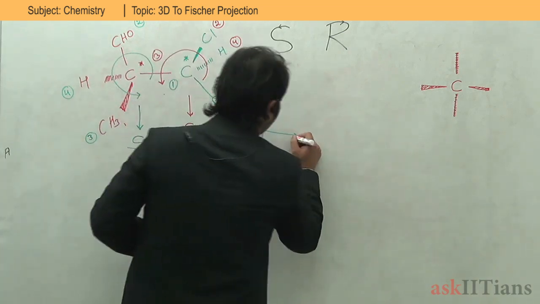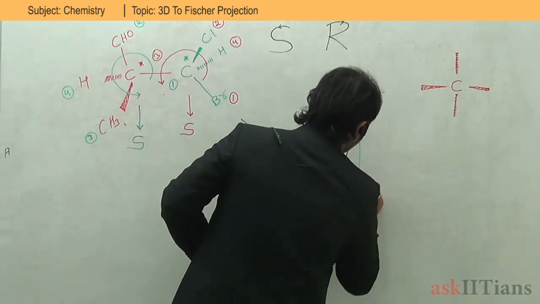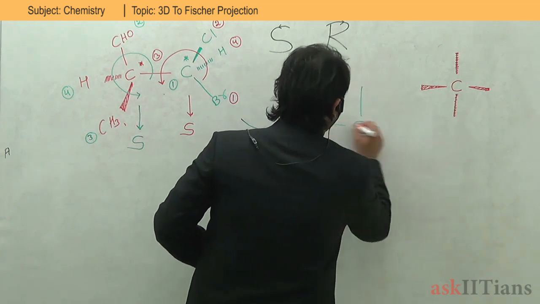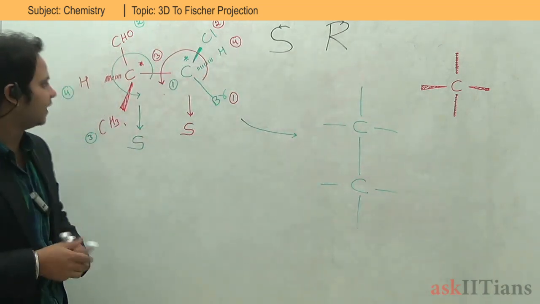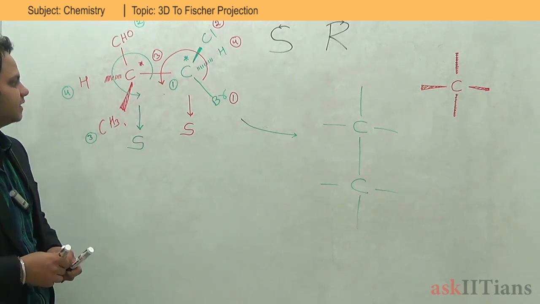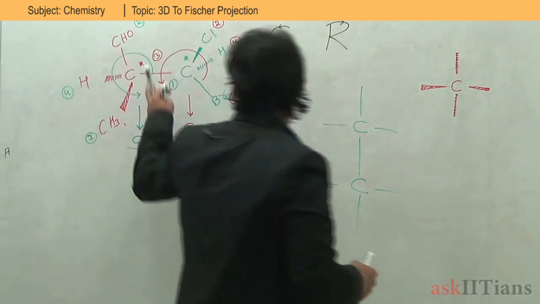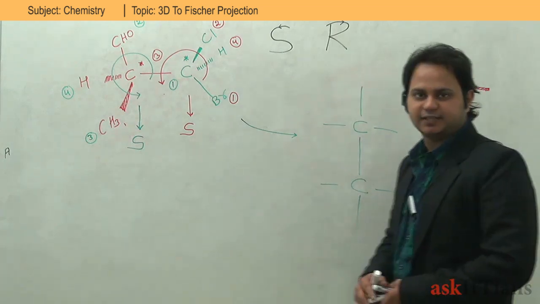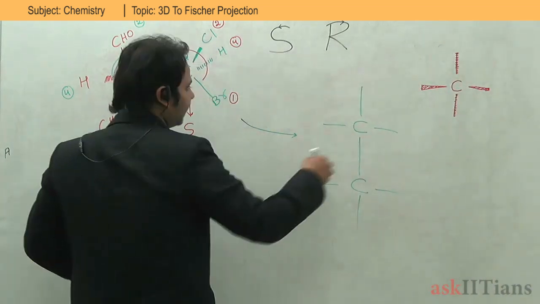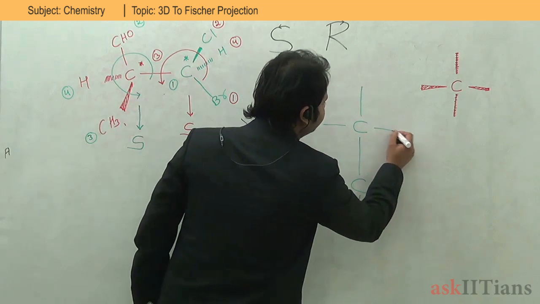Now you need to define the Fischer projection, and how to do that I already told you. You just need to draw a simple line, C, and over here another C, and arrange the substituents so that it gives you the S configuration for both. Both chiral carbons have the S configuration, right? So you need to take care of that, and by that you can define the Fischer projection.